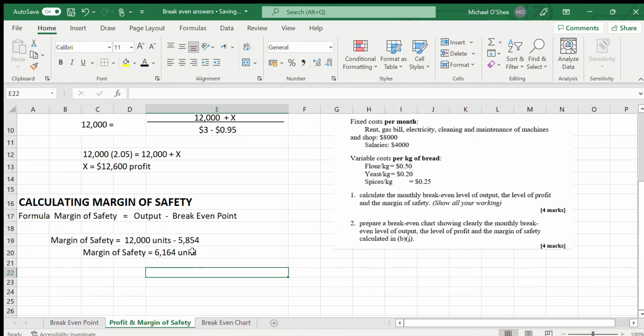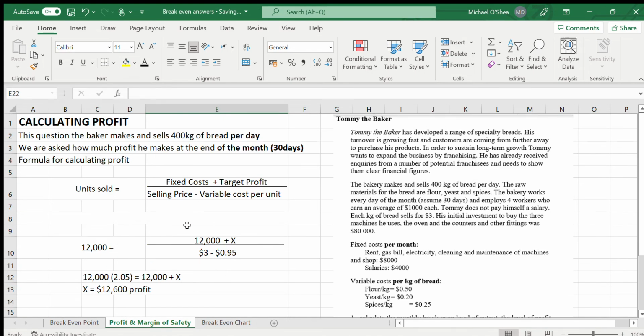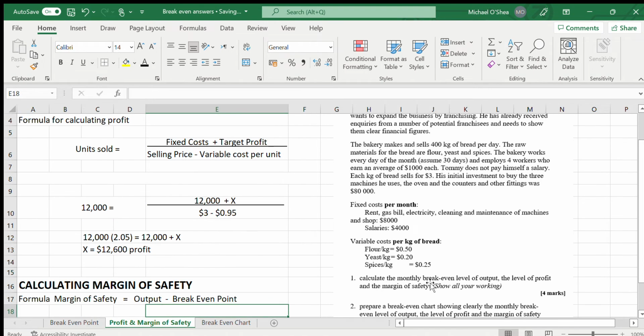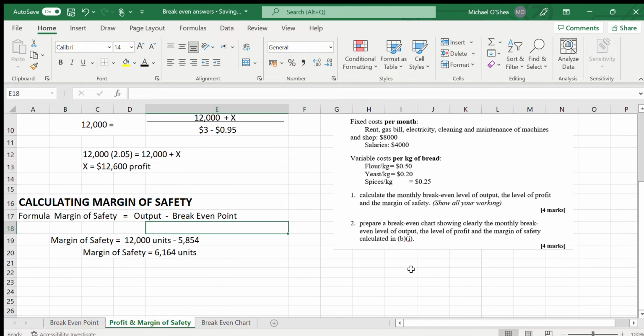It's the units above break-even point to the total output. Okay, so all I did there was memorize the formula. Total output, we already found out how much we sold at the end of the month, minus the break-even point. Okay, so we've dealt with monthly break-even, we've dealt with profit levels, and we've dealt with margin of safety. All we have left to do is to prepare the chart and show everything.